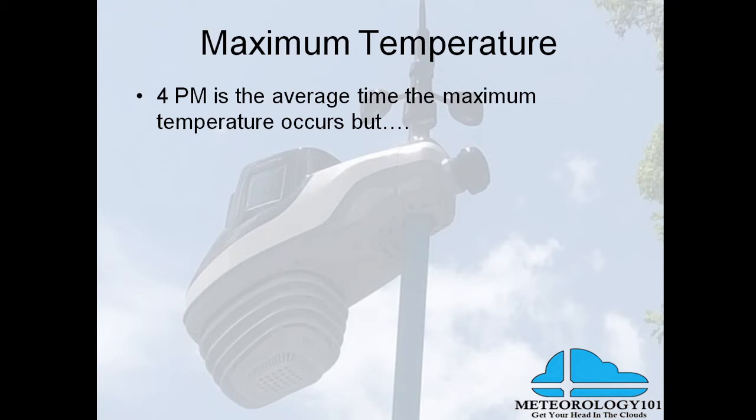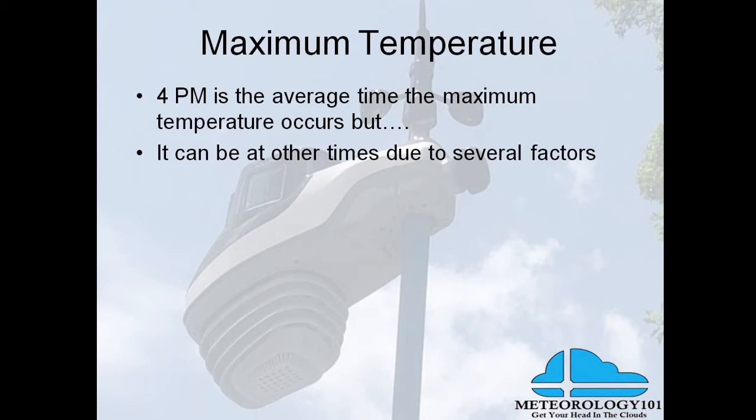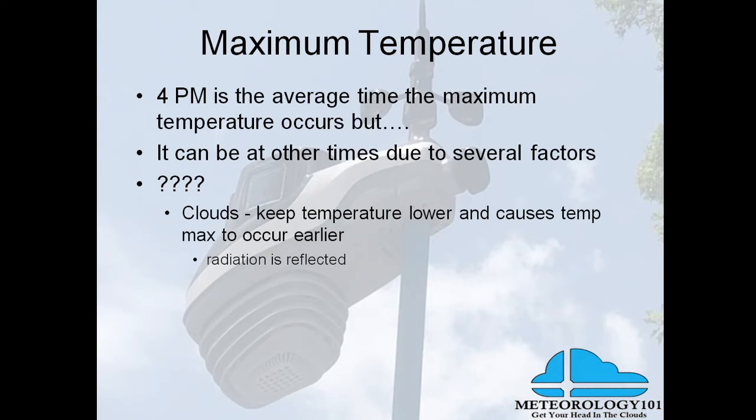Also, maximum temperature, 4 p.m. is the average time when the maximum temperature occurs, but it can be at other times due to several factors. What are they? Clouds. Clouds keep temperature lower and cause the temperature max to occur earlier. So if you have a clear day in the morning, you can have a lot of heating of that surface, a lot more incoming solar radiation, and then all of a sudden the clouds form, cover the sky, and you have reflection back, so the incoming solar radiation is lowered, and your max temperature already occurred.